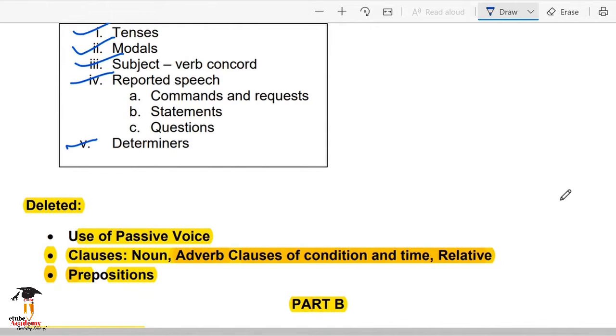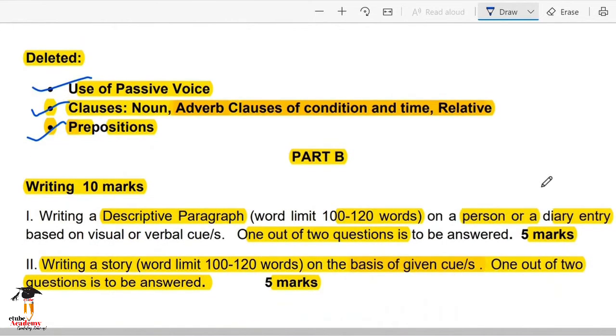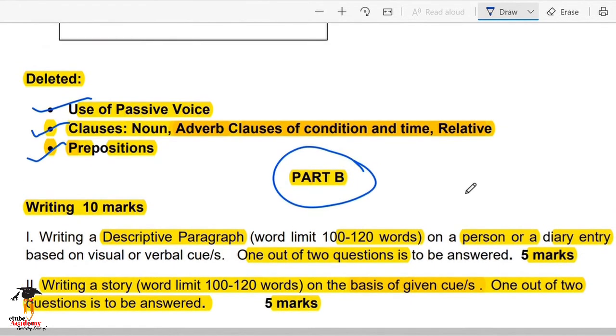Some of the deleted portions are the use of passive voice, clauses like noun clauses, adverb clauses of condition and time, and relative clauses. The prepositions portion has also been deleted from the syllabus. Now we are going to discuss part B. I think you have clearly understood what has been included in part A.